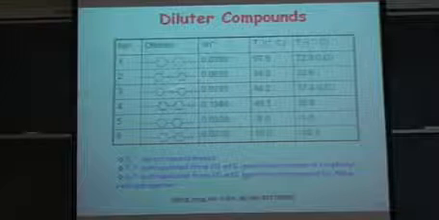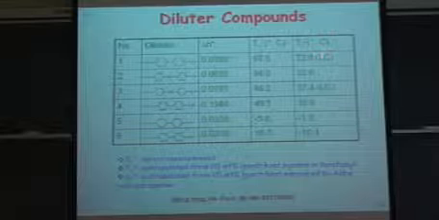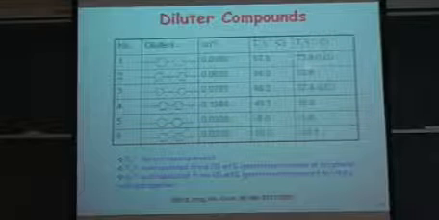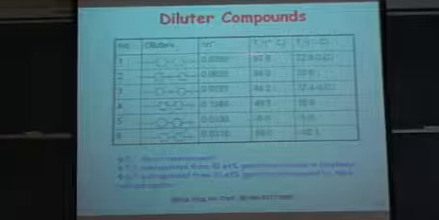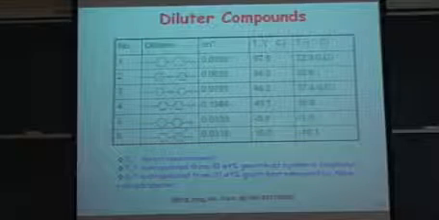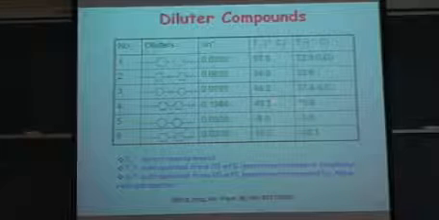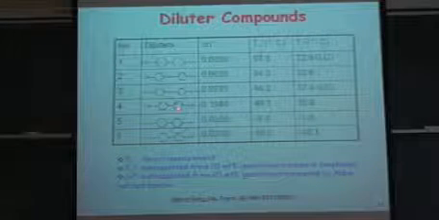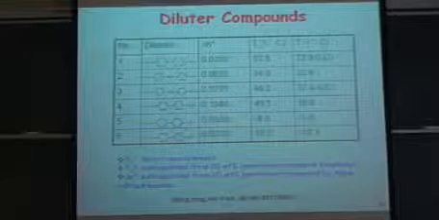We found that for some liquid crystal diluters, the extrapolated value is very close to the directly measured value. That means this diluter has a liquid crystal phase. But for some other liquid crystals, for example this one, the difference is very big because this structure does not have a liquid crystal phase.